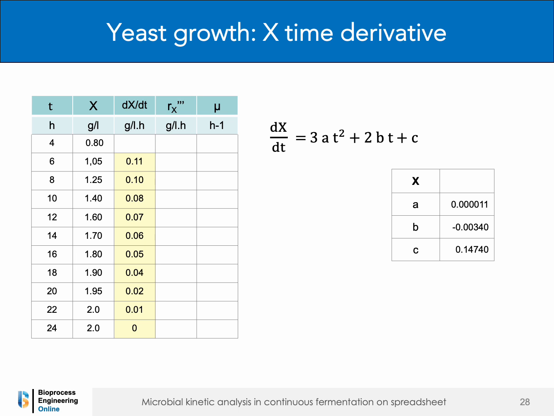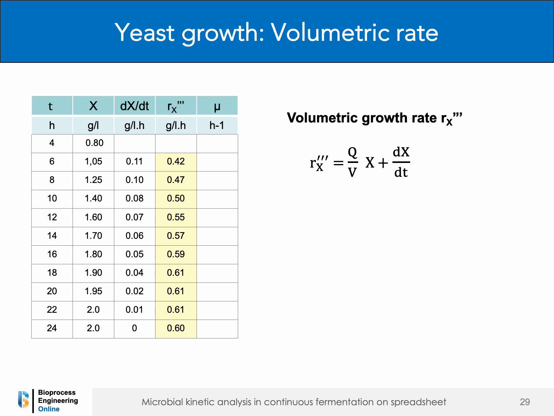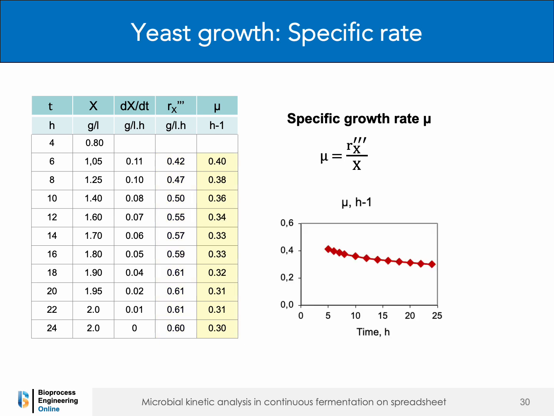The yeast growth rates are then determined as follows. With these polynomial parameter values, calculate the time derivative of the cell concentration as dx over dt equals 3at squared plus 2bt plus c. Determine the volumetric growth rate Rx triple prime as Q over V x plus dx over dt. Finally, calculate the specific growth rate mu as mu equals Rx triple prime divided by x, and graphically display its time variation.